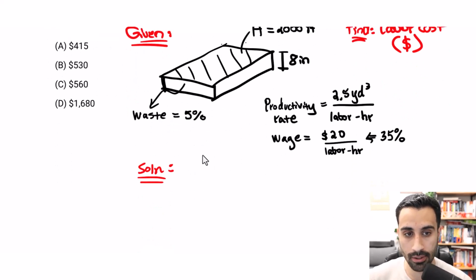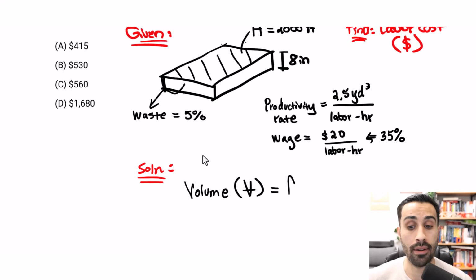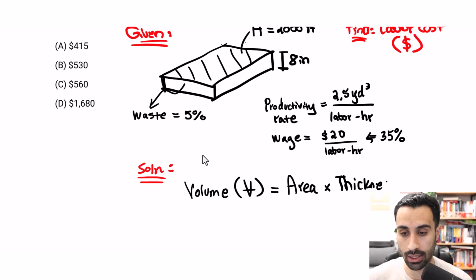So let's find the total volume in cubic yards first that we need to build this parking lot slab. So that's the first step. We're going to see that the volume, and I'll call it V, is always the area times the thickness, and then we can plug numbers in.